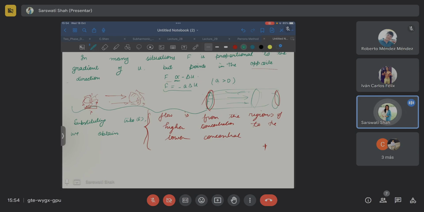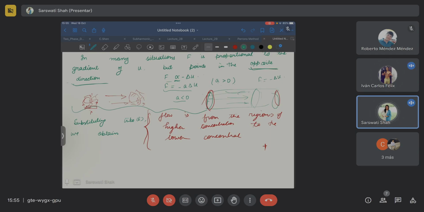This statement is coming after taking the opposite direction. Without loss of generality, I'm saying a is greater than 0, because if at some point a is less than 0, then it is going to violate this condition, the opposite direction. Since it is very obvious that f is proportional to the gradient of u but points in the opposite direction, you can simply write it as minus the gradient of u.